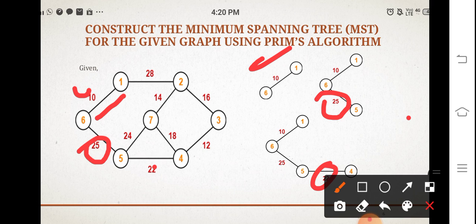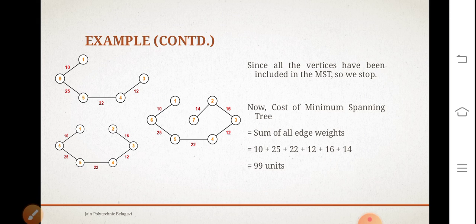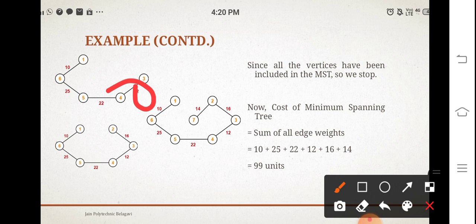Then next, from the fourth vertex, again we have 12 as the least one, so that I have selected. After that, from 3 to 2, that is 16 is the least one, that we have selected. Again from vertex 2 to 7, there is an edge with the value 14, so that we have selected. So finally, since all the vertices have been included in the minimum spanning tree, we will be stopping it.